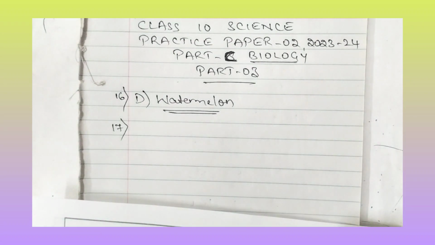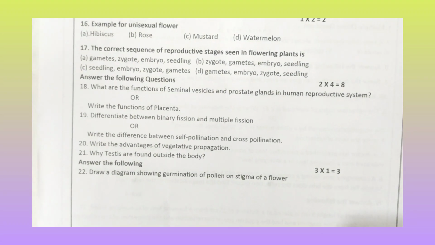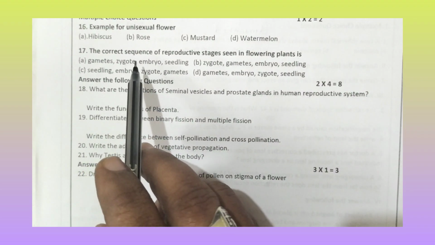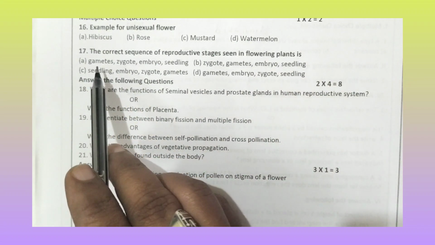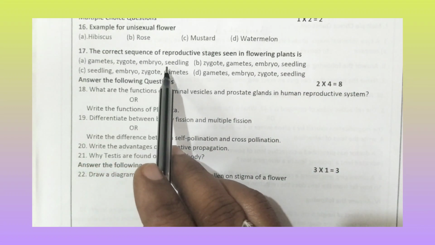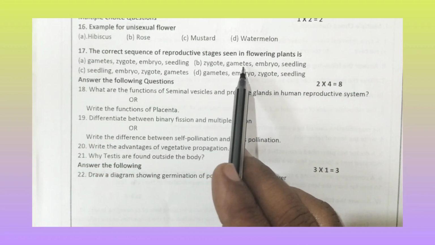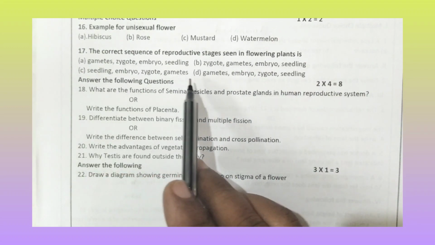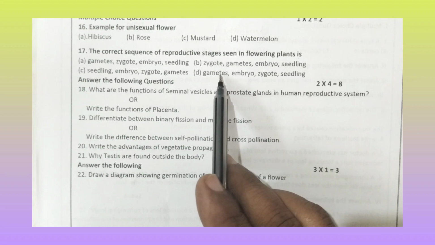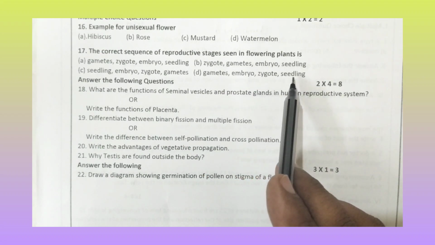So now let us move for the 17th question. That is, the 17th question is, the correct sequence of reproductive stages seen in flowering plants is gametes, zygote, embryo, seedling; zygote, gametes, embryo, seedling; seedling, embryo, zygote, gametes; then gametes, embryo, zygote, seedling.